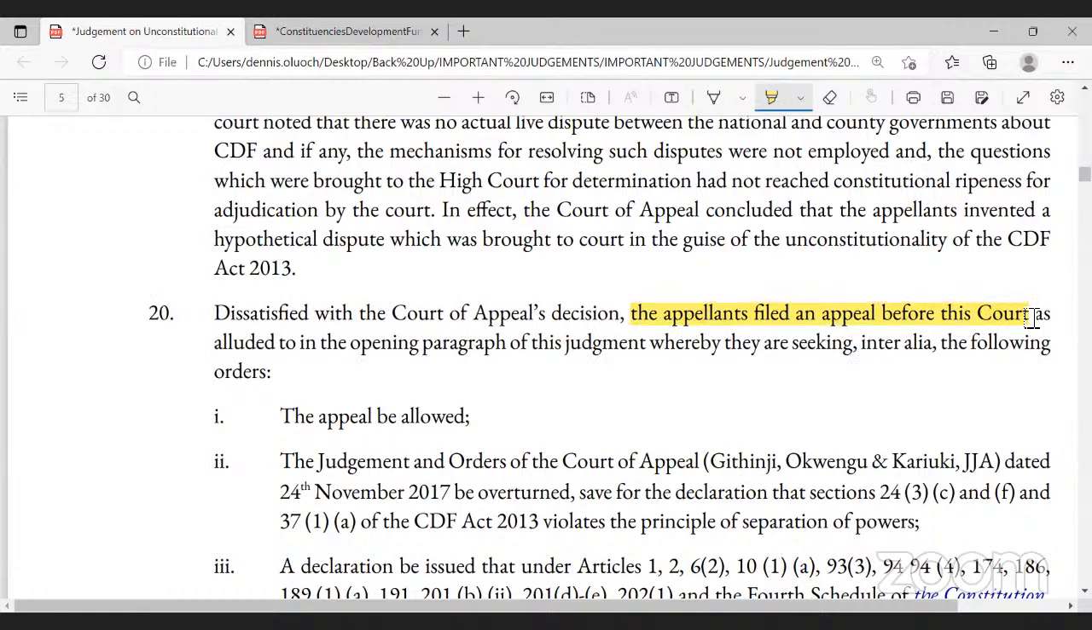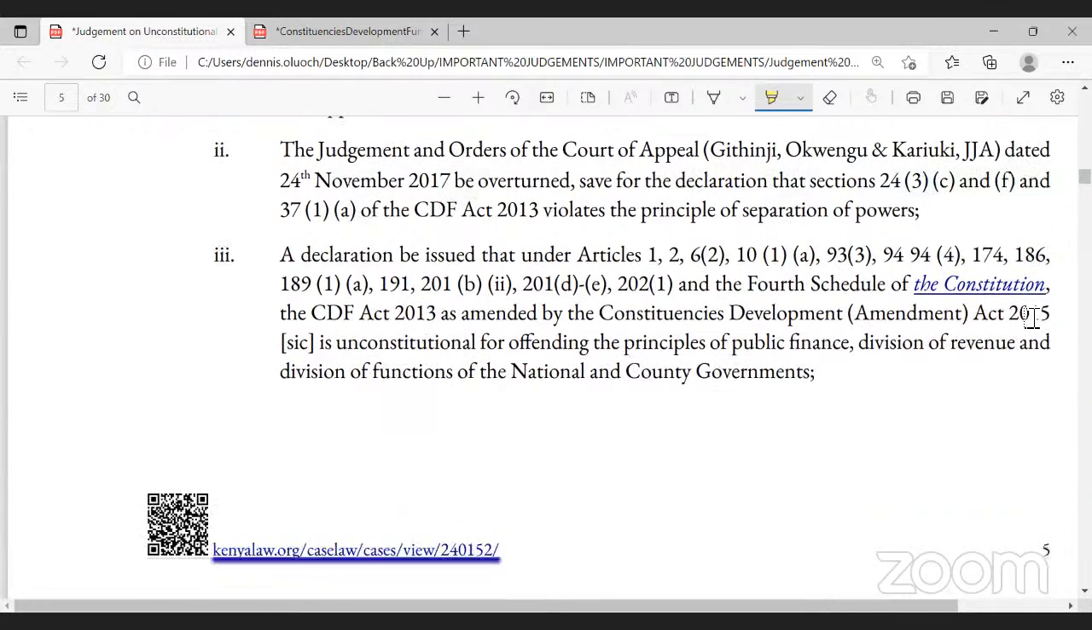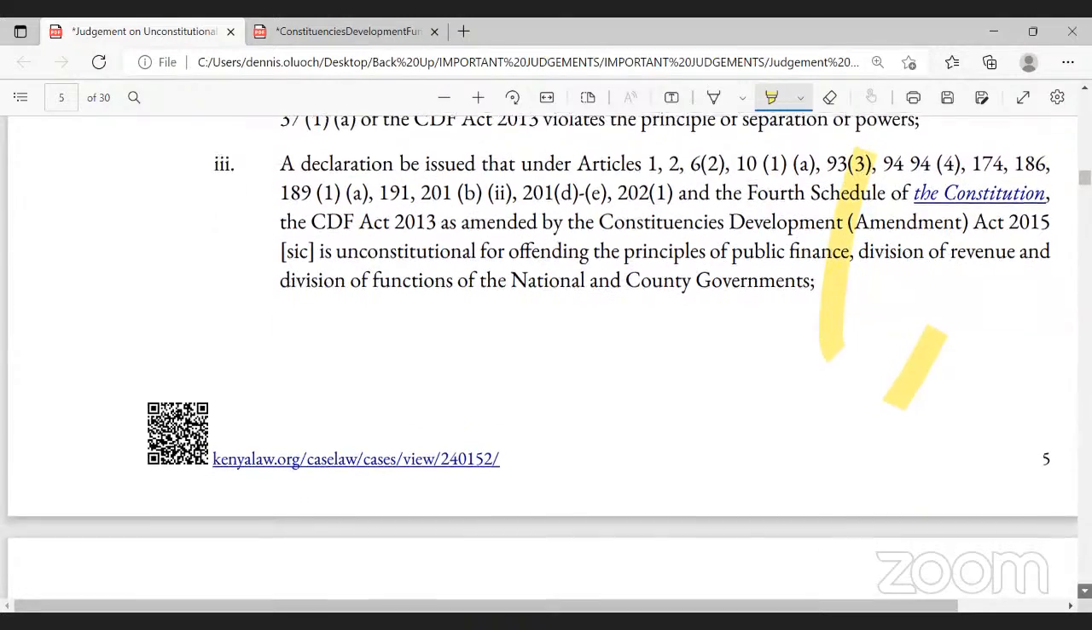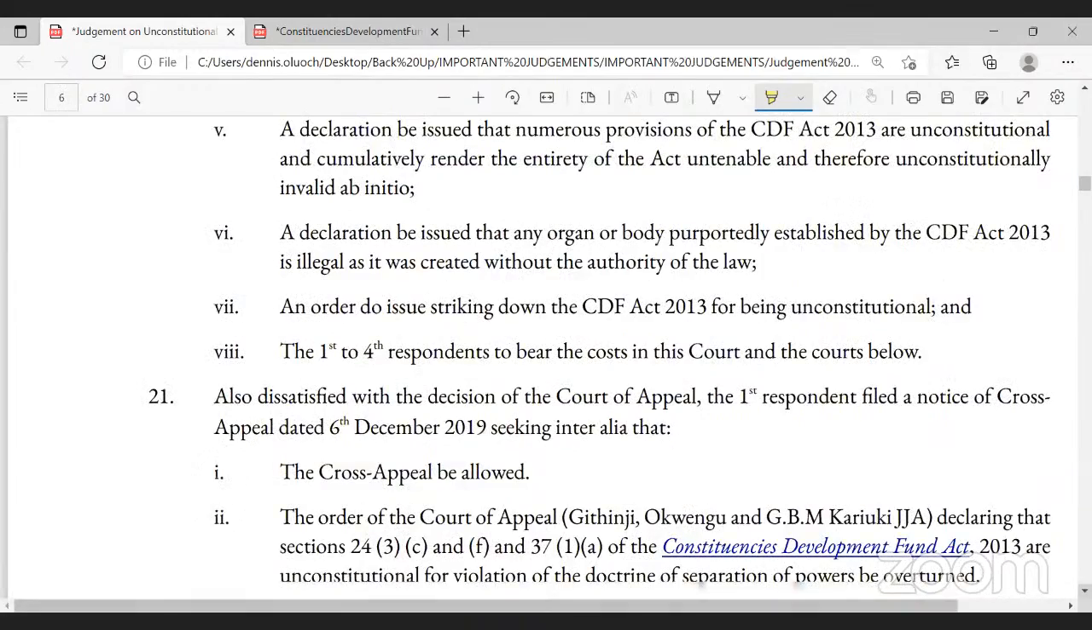So the appellants are the two NGOs. They filed an appeal here because the Court of Appeal ruled that only sections of the CDF Act 2013 were unconstitutional, while they felt that it was unconstitutional in its entirety. And so they were seeking the following orders, which are listed there. A number of orders that they were seeking. They wanted the court to make some orders as listed there.